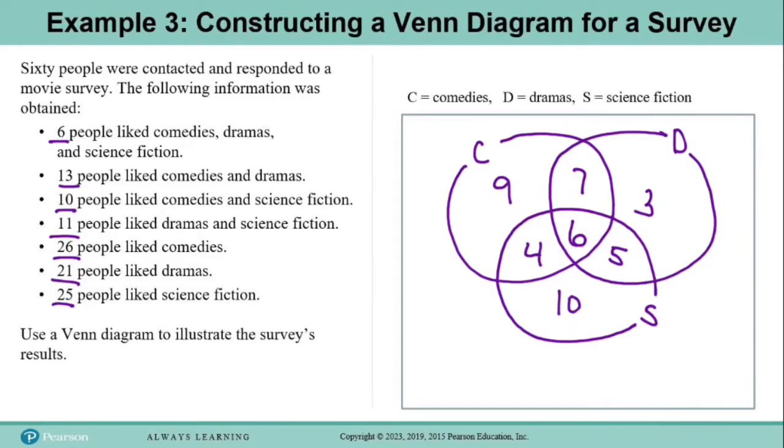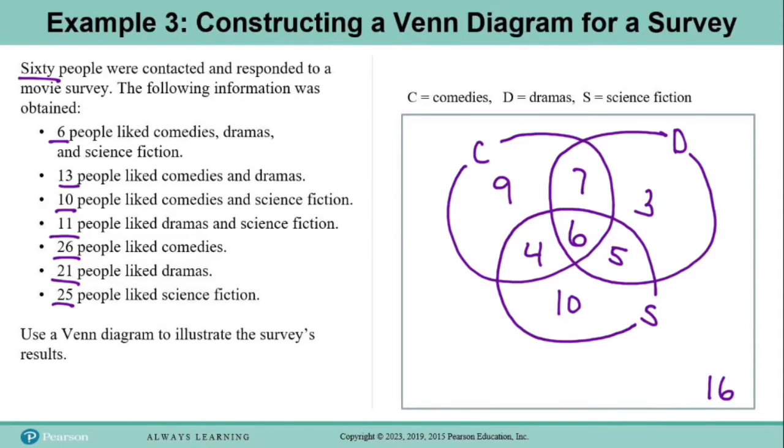Now, is that everybody? We know that 60 people were surveyed total, and so let's total up here and see if we've got everybody. 9 plus 7 is 16, 16 plus 3 is 19, 19 plus 5 is 24, 24 plus 6 is 30, then that plus 4 makes 34, and then that plus 10 makes 44. So we've got a total of 44 people accounted for in our circles, but there were 60 surveyed. So 60 minus 44 leaves 16 people who did not fall into any of these categories.